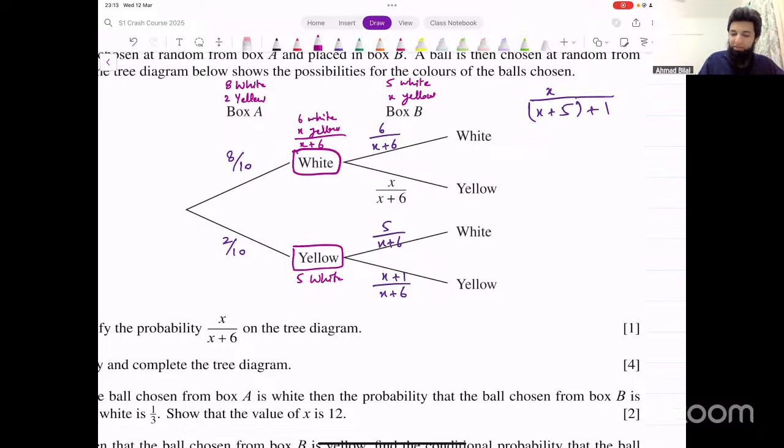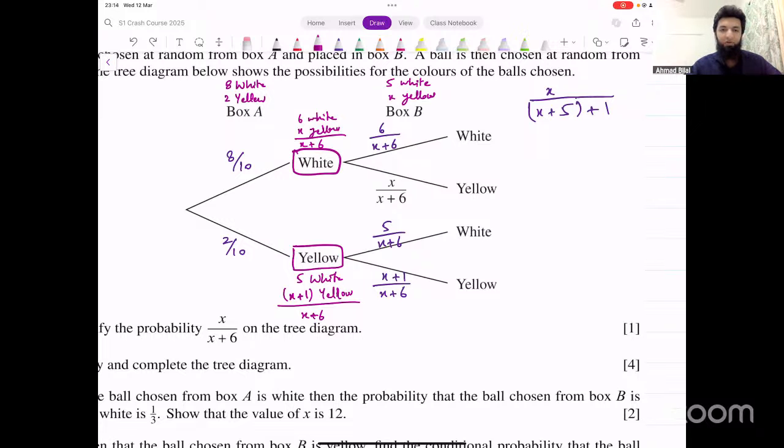5 white balls, and then what about the yellow balls? There were X yellow balls. We add 1 to that. It becomes X plus 1 yellow balls. What's the total that you have here? X plus 6. So probability of getting a white ball the second time, that's 5 over X plus 6. Probability of getting a yellow ball the second time, that's X plus 1 over X plus 6. That's where these numbers come from.